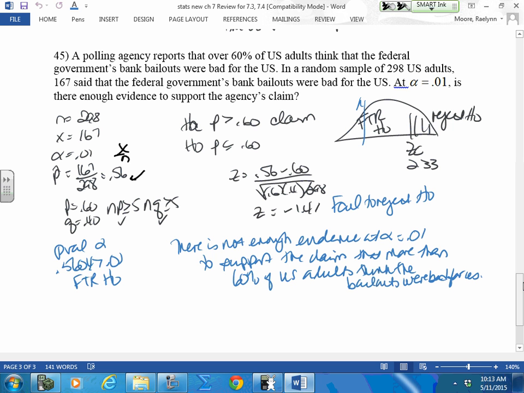Is there enough evidence to support the claim? Support means that your claim was your HA. Calculator, do we need to find the p-hat? Do you need to? No, not if you use your calculator. Punch it in. If you use your formula, you need to find the p-hat. The formula uses the p-hat, the calculator uses the x and the n. And how do you find the x and n? You take your p-hat times n, your percentage of your sample.